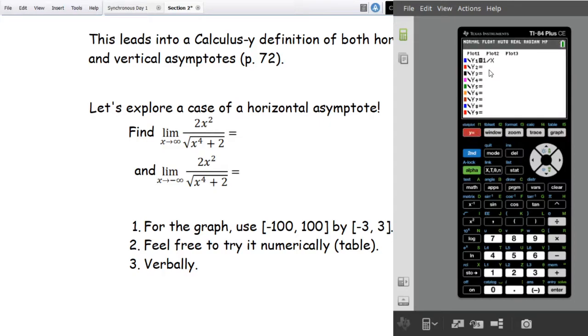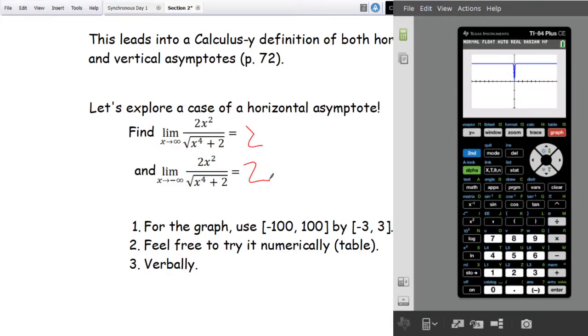Oh, it helps if before we do that, we actually put the function in there, doesn't it? Oh man, that doesn't look anything like what I thought it was supposed to be. So, alpha, y equals fraction 2x squared over second square root x to the fourth plus 2. And now I can look at my graph and I can see, well, golly gee, it looks like that levels off. And what's it look like it levels off at? To me, that looks like a 2.